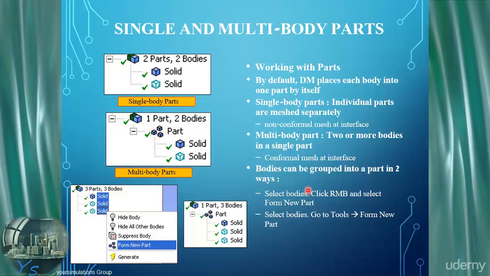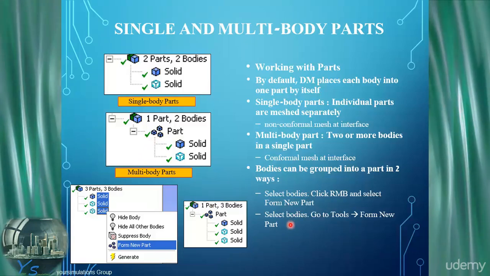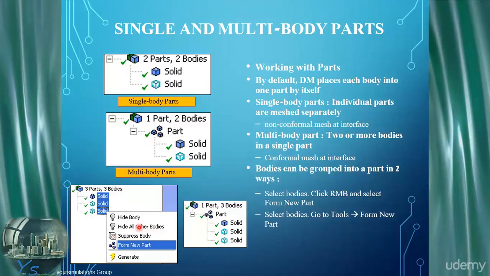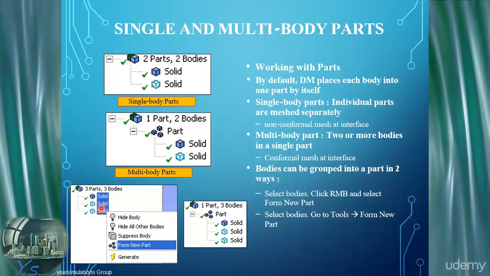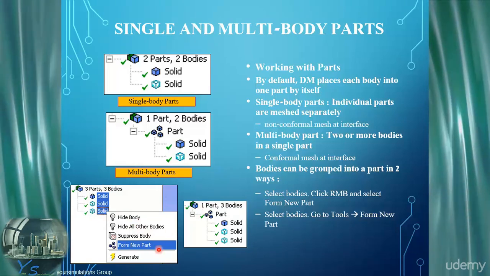And the other option is to select the bodies and then go to Tools and Form New Part. But for all intents and purposes, it's easier just to manually select the bodies in the tree and then right click and select Form New Part.